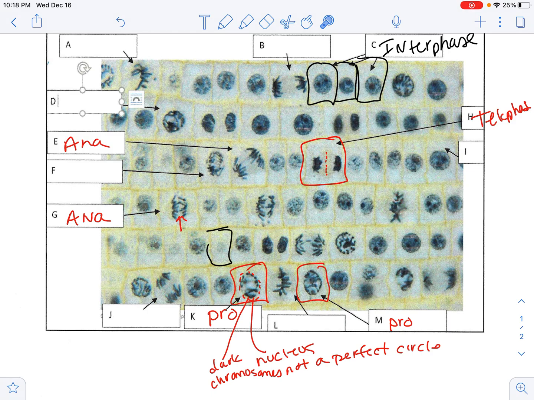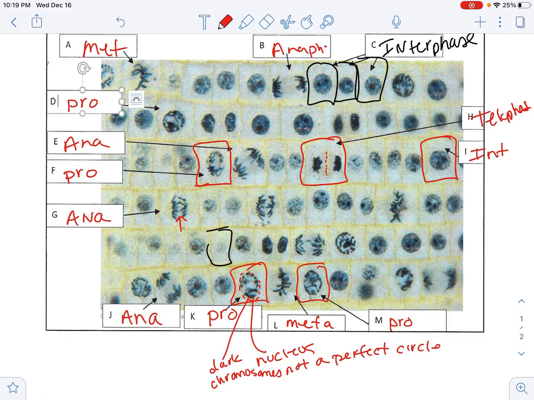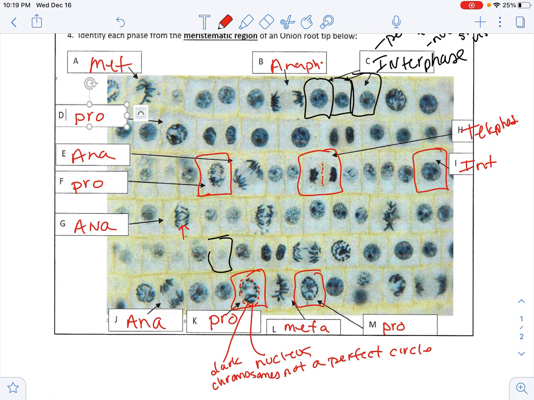This one's metaphase, where they're lined up in the middle. This one's metaphase. D, this would be prophase. I just want you to get used to this. I don't know what FF is. I'm going to say pretty early prophase. It looks like chromosomes are forming. This one's anaphase. This one's metaphase. This one's interphase, because you can see the nucleus there. And this one's anaphase. So you're going to have to do this on the homework over the break. So I just wanted to practice that.